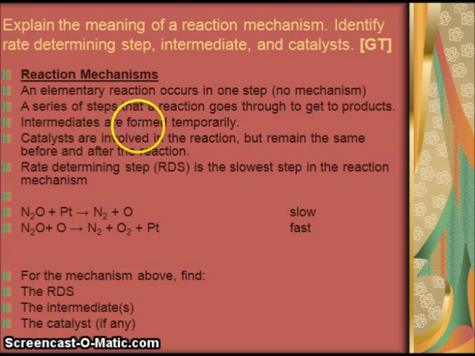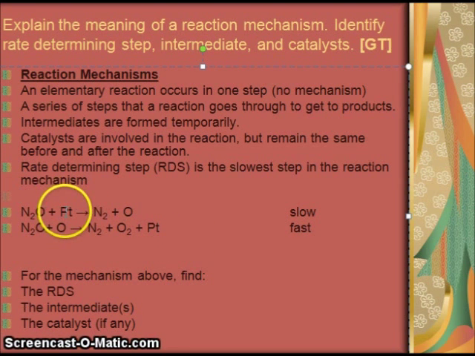Intermediates are going to be substances which are formed temporarily. Catalysts are going to be involved in the reaction, but they will remain the same before and after, so they are unchanged by the overall process. Finally, the rate determining step is going to be the slowest step in the reaction mechanism. So let's consider the reaction of dinitrogen monoxide to form nitrogen and oxygen.